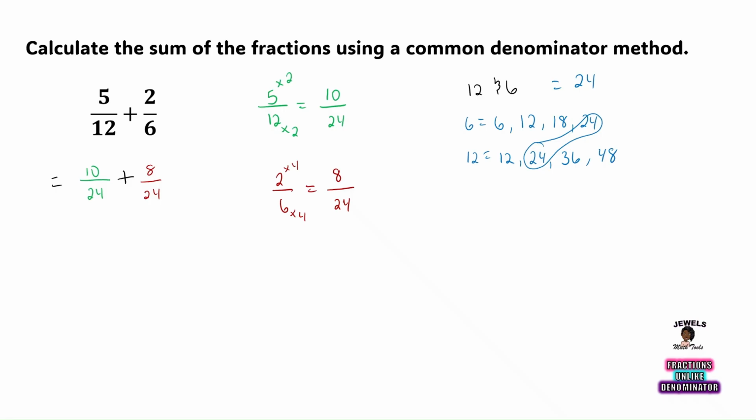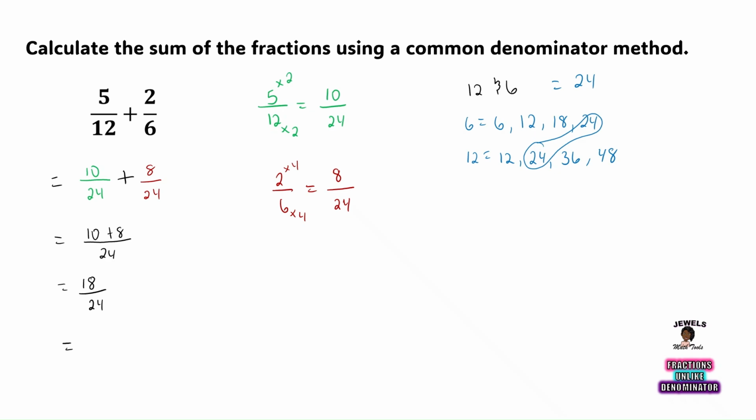Now that both fractions are in their equivalent form, remember that our denominator will remain the same, and we're just adding the numerators: 10 plus 8, which will equal 18/24.